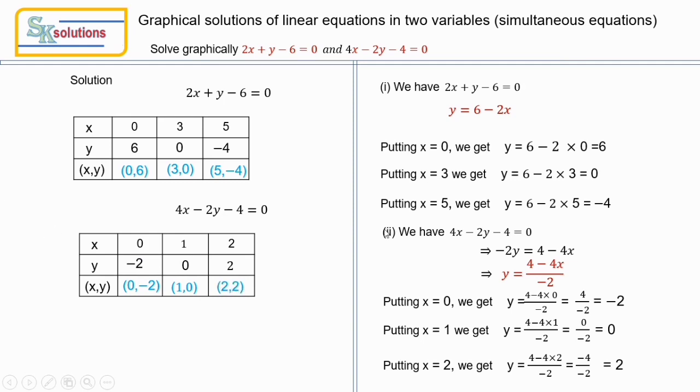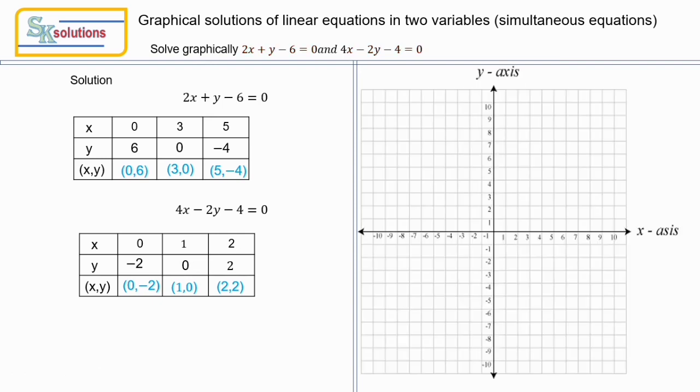Now we need to draw the graph of these equations. So let's draw the graph for 2x plus y minus 6 is equal to 0 and 4x minus 2y minus 4 equal to 0. So first let us mark the point (0, 6). Okay, here is (0, 6). Then you have (3, 0). Okay, and then (5, minus 4). 5 from here, minus 4 from here.